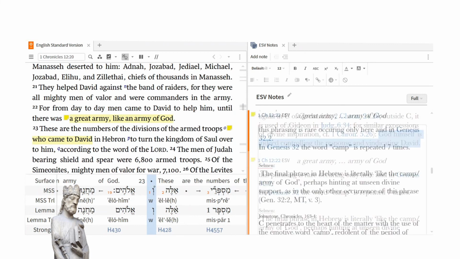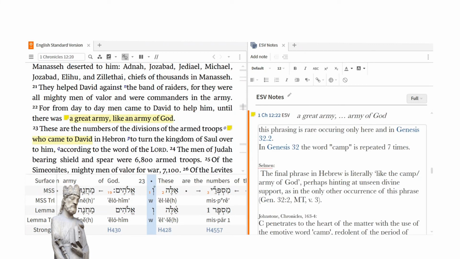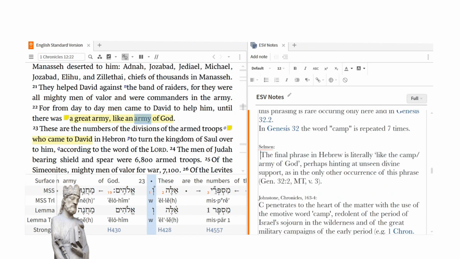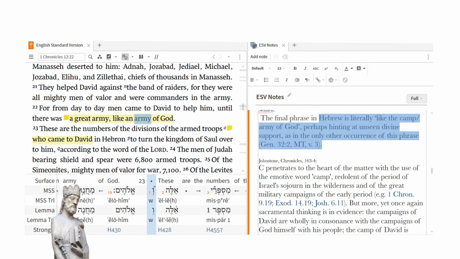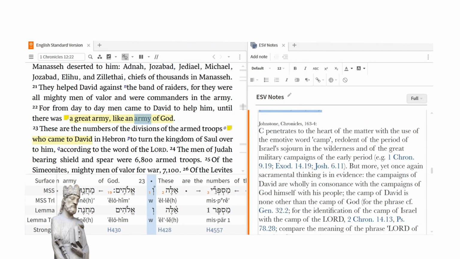Continuing further down, this is interesting, this language of a great army like an army of God, because this phrase only occurs here and in Genesis 32:2. And it's literally the term camp. And Selman noted that the phrase in Hebrew is literally like the camp or army of God, perhaps hinting at unseen divine support, as in the only other occurrence, and that's Genesis, again, 32:2.